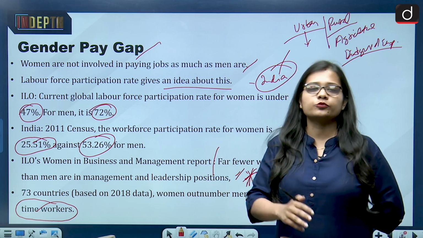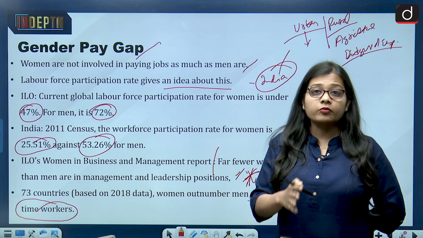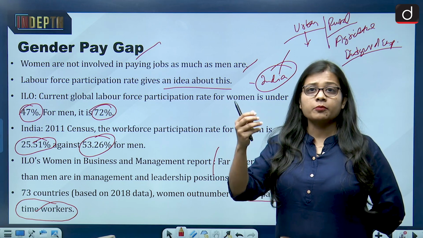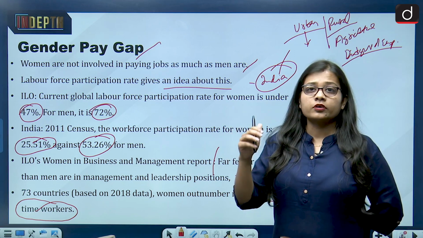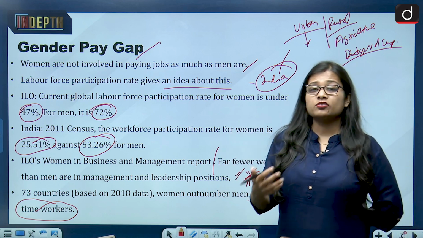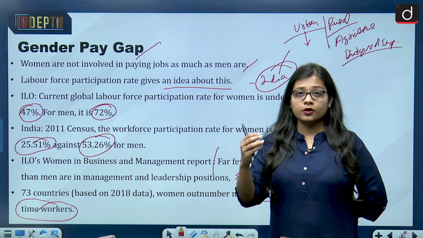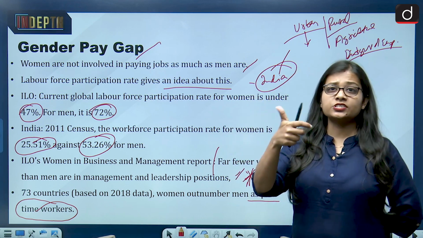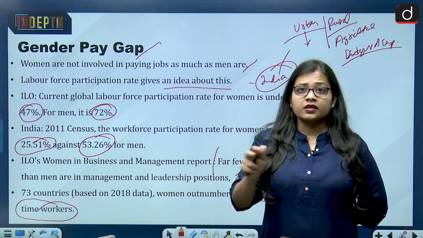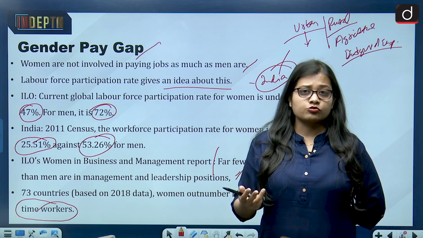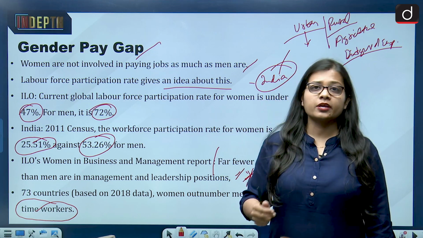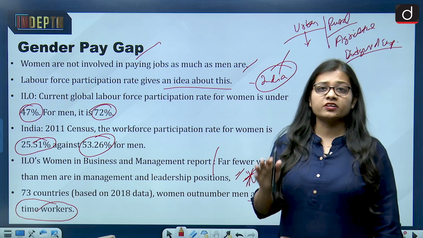And if we talk about the formal sector, in the formal sector the number of females goes way down, because we will see that the participation of women in the labor force is a very high number in agriculture, then in construction work, and then at the shop floor level or the contractual work. But full-time or formal employment is very less.